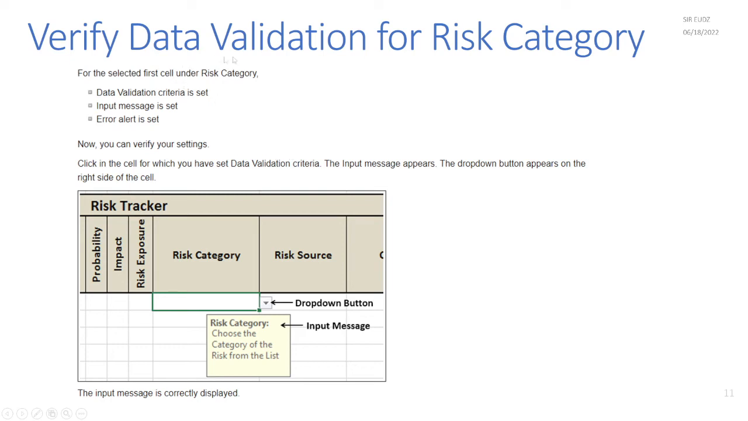Now to verify data validation for risk category. For the selected first cell under risk category, the data validation criteria is set, the input message is set, and the error alert is set. So we have done this a while ago. Now you can verify your settings. Click in the cell for which you have set the data validation criteria, so this one, and the input message appears. So once you click here, this is the input message. The drop down button appears. So this is the drop down button on the right side of the cell.